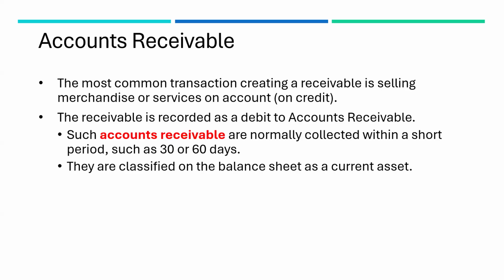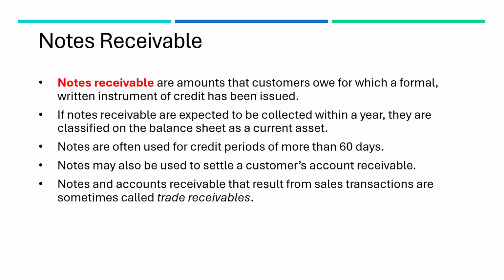And as we've gone through, selling services or merchandise on account creates an accounts receivable, usually collected within 30 to 60 days, and they show up as a current asset, where notes receivable are much more long-term. They could also be used to settle a customer's accounts receivable.